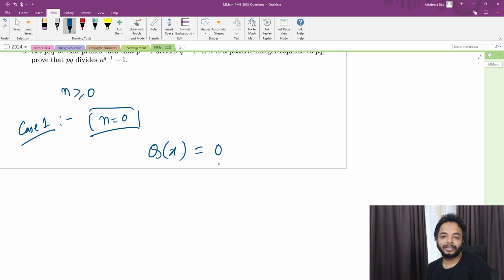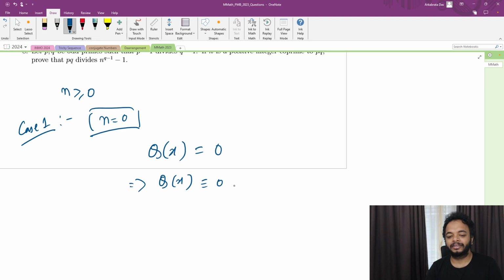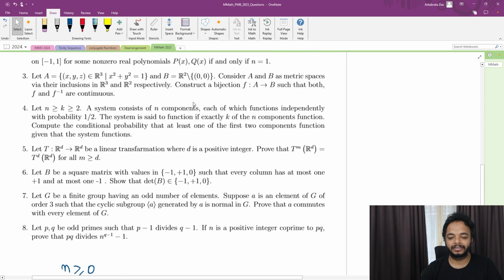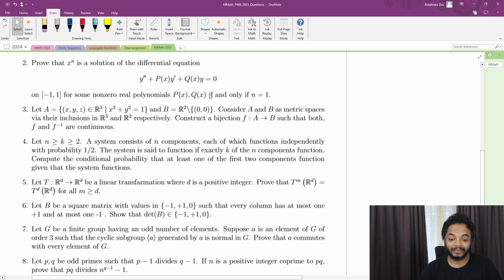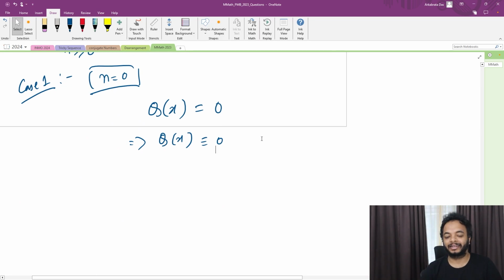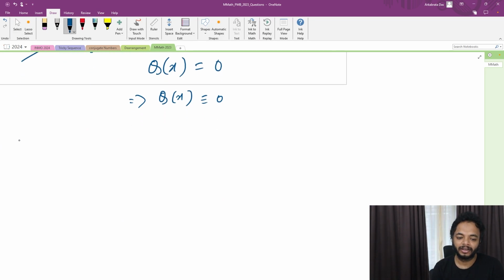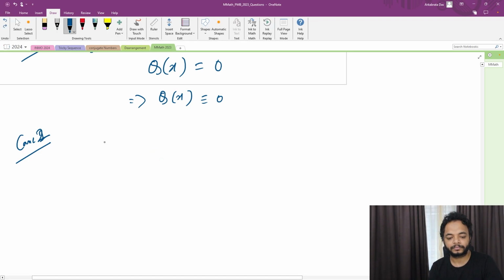Now if a polynomial is 0 on an interval, you can very well see that the polynomial q(x) has infinitely many roots, so it identically becomes 0. So q(x) is identically 0, a zero polynomial, but it's given that p and q are non-zero real polynomials. So this case, n equals 0, doesn't satisfy our condition. So what about case 2, that is n equals 1?